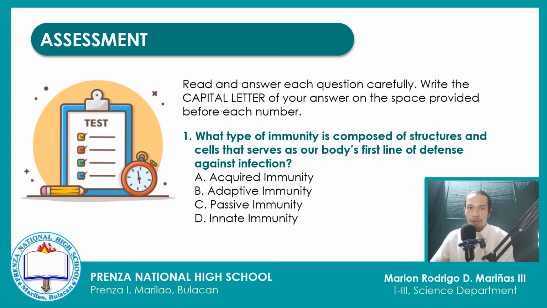What type of immunity is composed of structures and cells that serves as our body's first line of defense against infection? The choices are A. Acquired immunity, B. Adaptive immunity, C. Passive immunity, and D. Innate immunity.